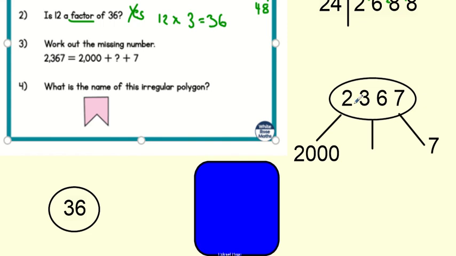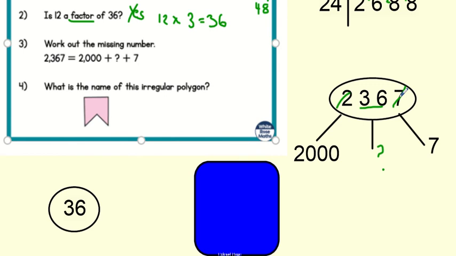So I've started by putting the total at the top, and then I've split it into the parts of this number. So I know this digit here, this 2, represents 2,000. And I know the 7 here, which would be in the ones column, represents 7 ones. So that leaves me thinking about this missing number. What could this be? Okay, well I've got those two bits. So it's this in the middle here that I've got to think about.